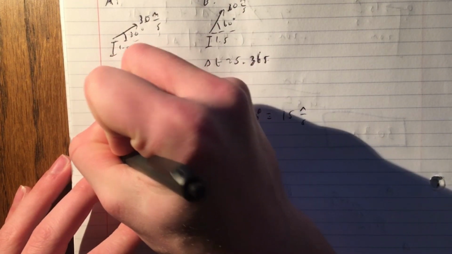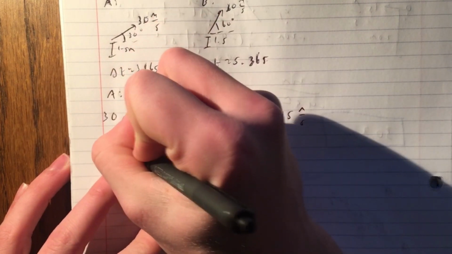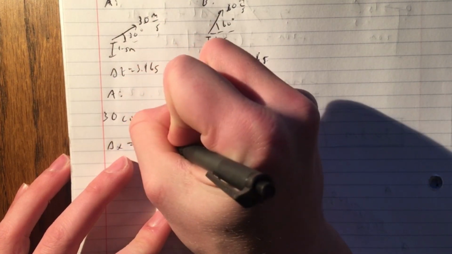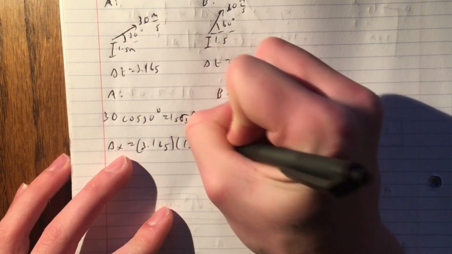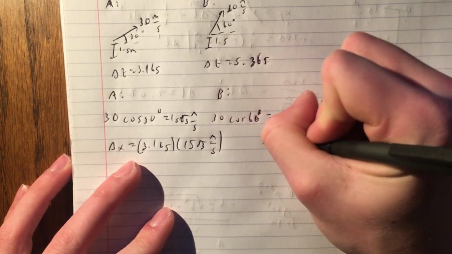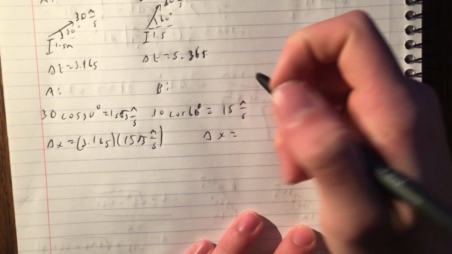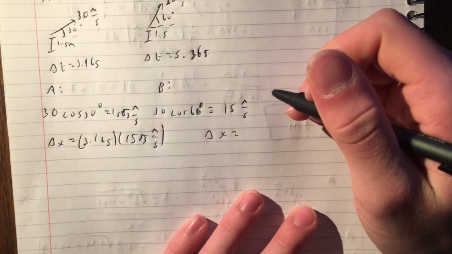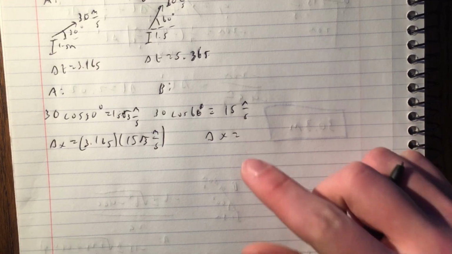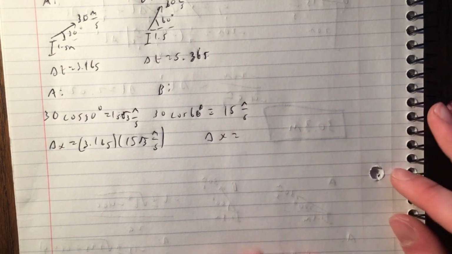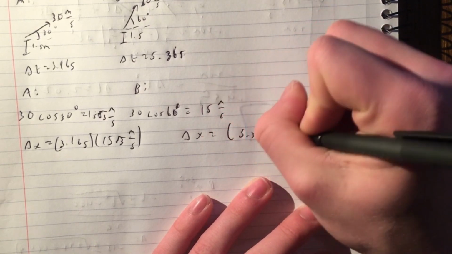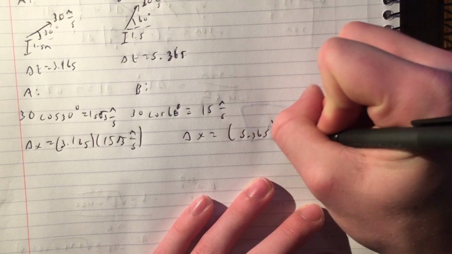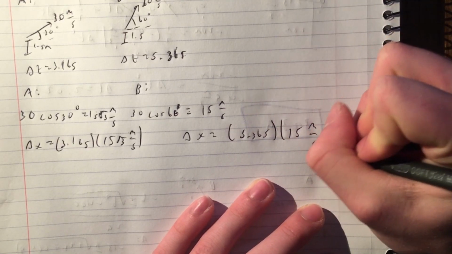So displacement of A equals 3.16 seconds times 15 root 3 meters a second. And then B, displacement of B, or not displacement, but distance traveled horizontally, which I guess you could say is horizontal displacement.